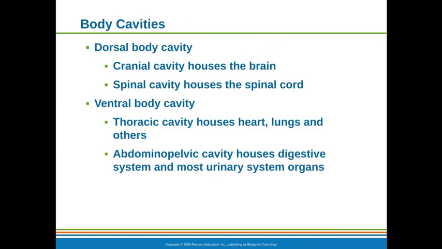Okay, so our body cavities. Now we have several body cavities. We have the dorsal body cavity. It is actually two separate body cavities: the cranial cavity that houses the brain, and the spinal cavity that houses the spinal cord. These are completely surrounded by bone. This is incredibly important because it's going to protect the brain and spinal cord, and we need to do that because it's very, very fragile tissue.